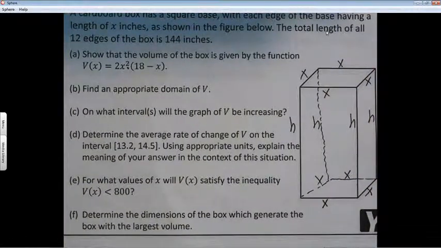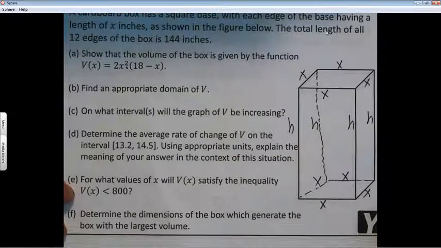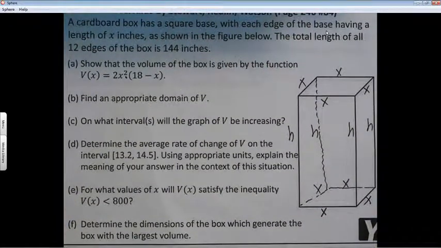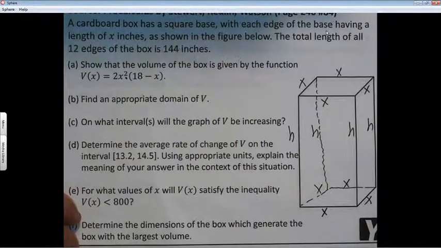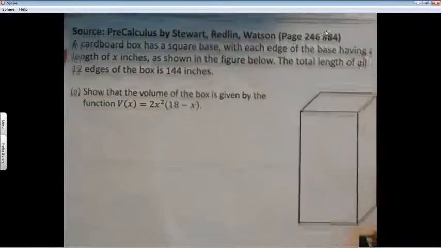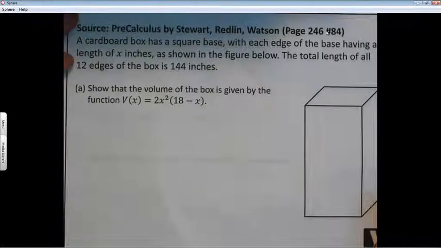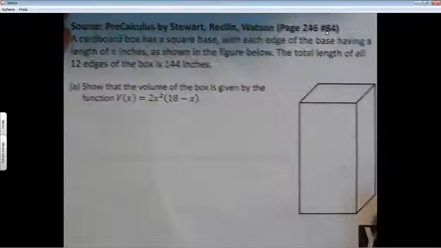In part E, we'll be asked to find all values of x that satisfy the inequality V of x is less than 800. And then finally, we're going to determine the dimensions of the box which generate the box with the largest volume. These are all pretty typical questions to ask in an application question. So let's just jump right on in. I'm going to try to jump back and forth between you seeing my handwriting on this document and then modeling on the graphing calculator. So it might be a little bit choppy in places, but we're going to do the best that we can.